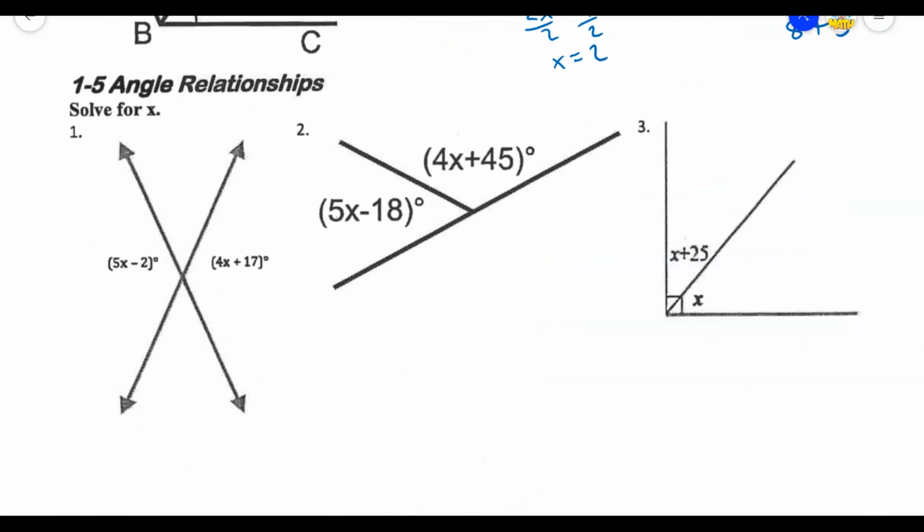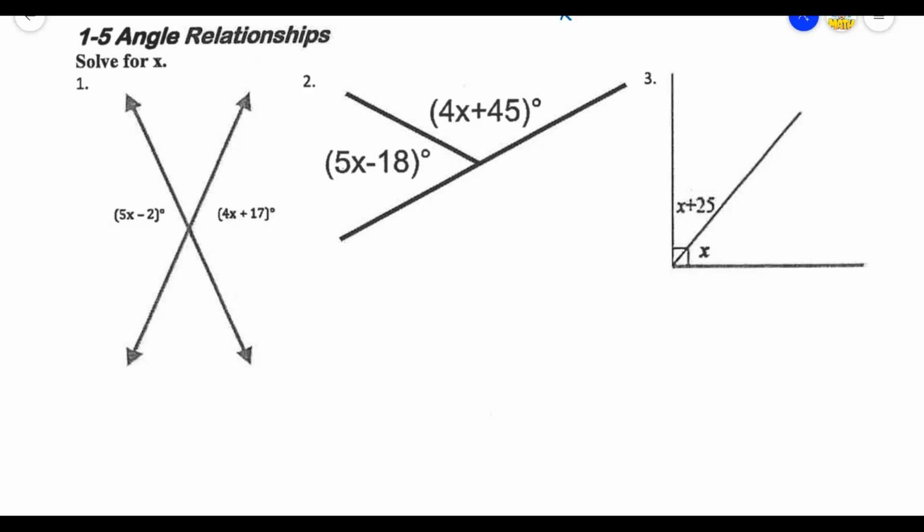And we'll do some more algebra here. So here we have two vertical angles, so hopefully we know the right equation for that. What's the relationship between 5x minus 2 and 4x plus 17? So vertical angles are equal. So we want to go 5x minus 2 equals 4x plus 17. And the directions were to solve for x, so tell me what you get for x there.